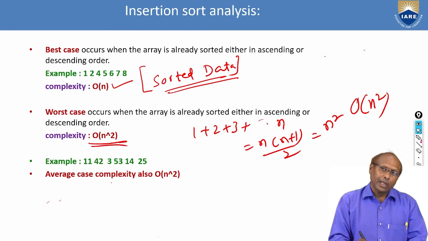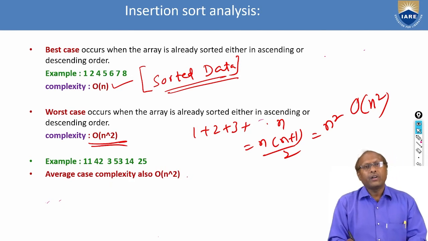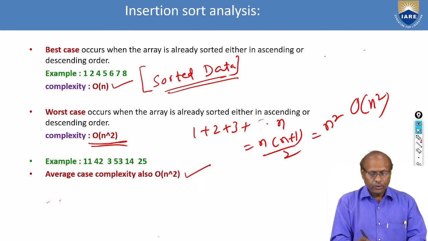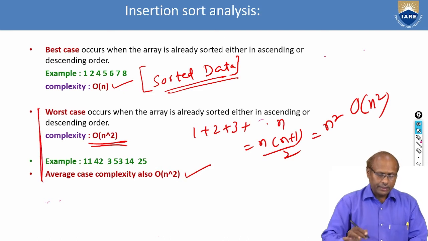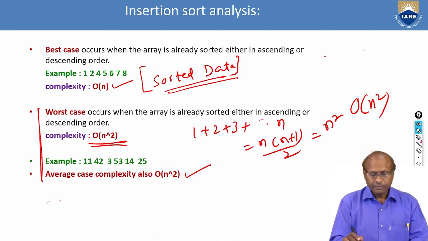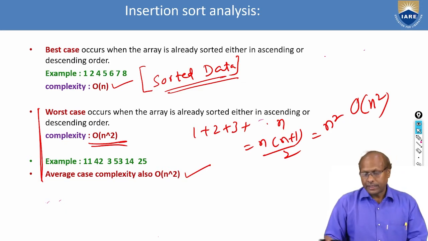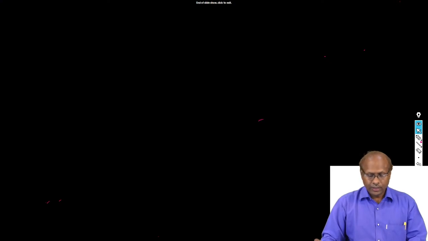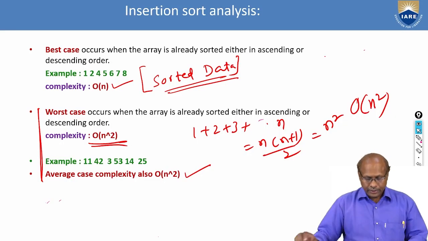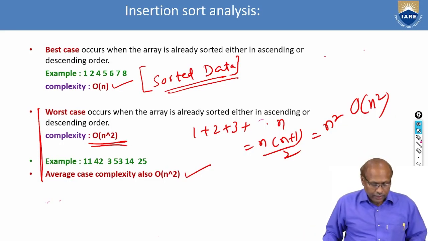Similarly, in the average case also, the time complexity will be order of n square. So in the worst case as well as in the average case, the time complexity is this. Fine. So this is the way you can define the time complexity. Okay. Thank you. Now we'll go for this IDLE environment, how you can run.